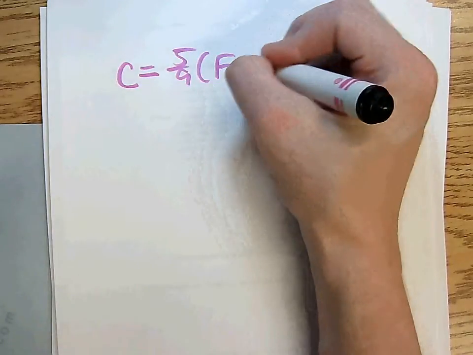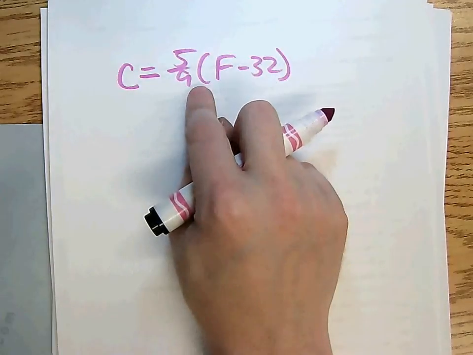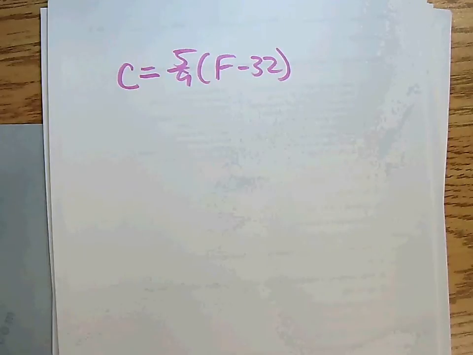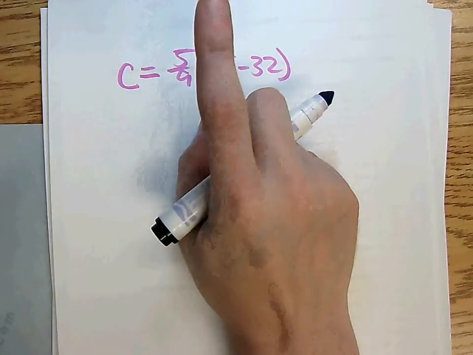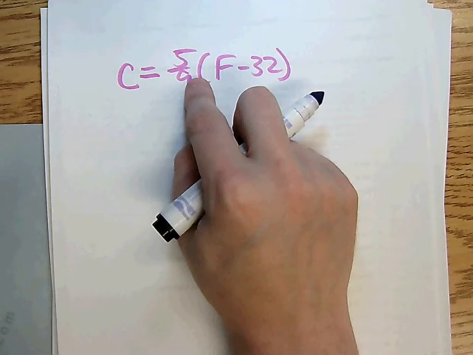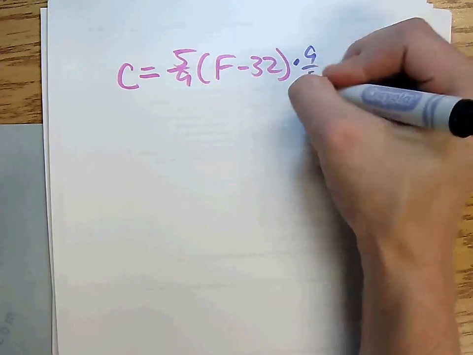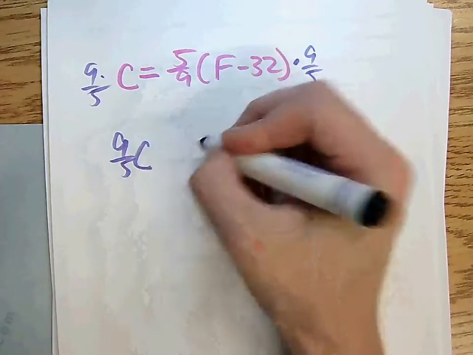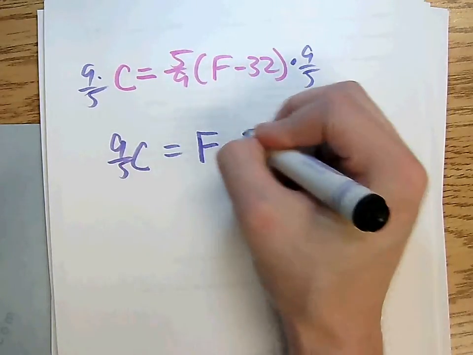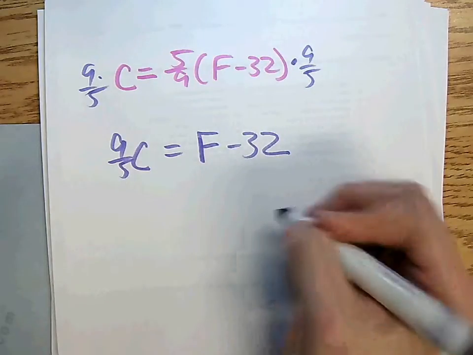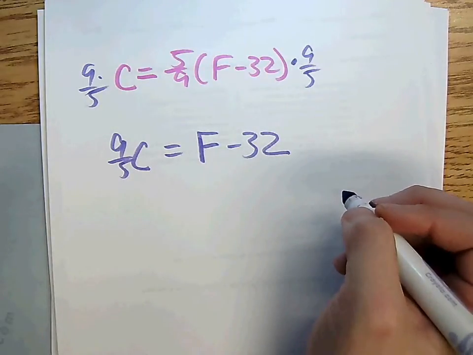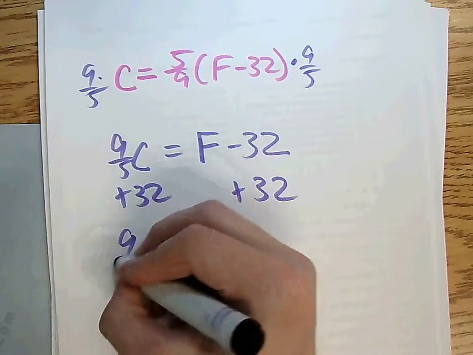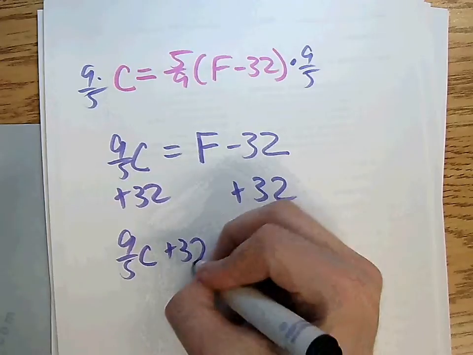And again, everyone wants to distribute, and that's okay, but it's going to make things so much more difficult for you in life. The best thing to do on this one is to multiply each side by the reciprocal, 9/5. That is going to give me 9/5 times C equals F minus 32. And then what's the last step to get F by itself? Add 32. 9/5 C plus 32 equals F.